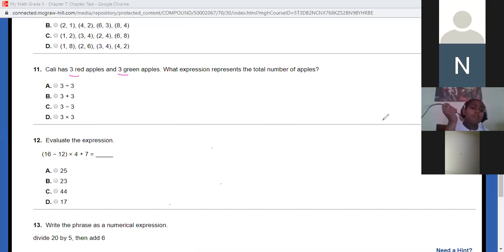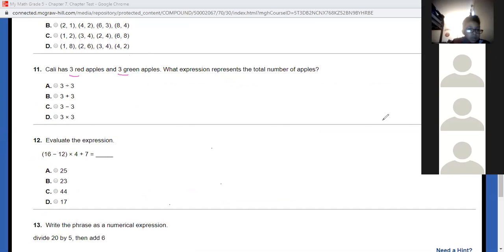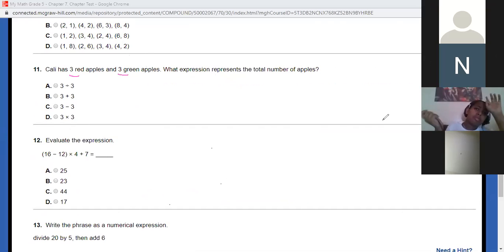Make sure it's on mute. You need to raise your hand. I don't know who that was, but whoever it is, make sure you're on mute.